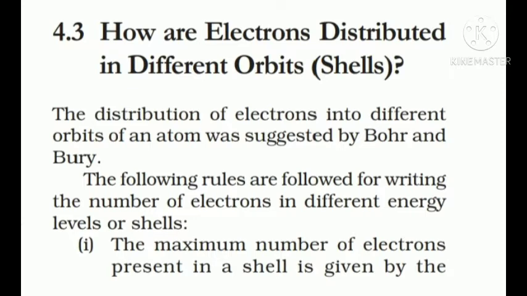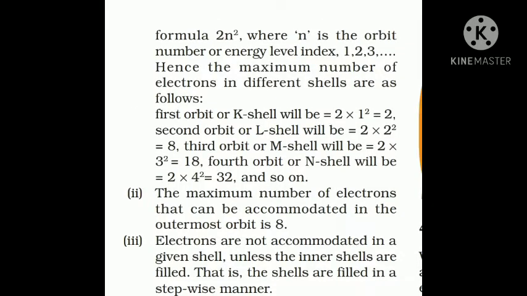The maximum number of electrons present in a shell is given by the formula 2n squared, where n is the orbit number or energy level index 1, 2, 3, etc. Hence, the maximum number of electrons in different shells are as follows.